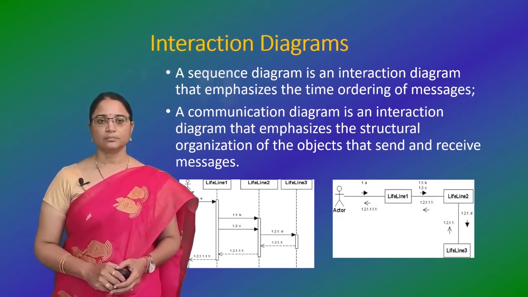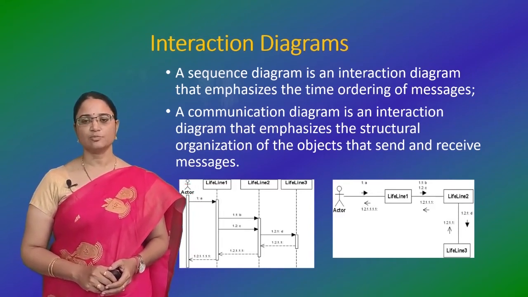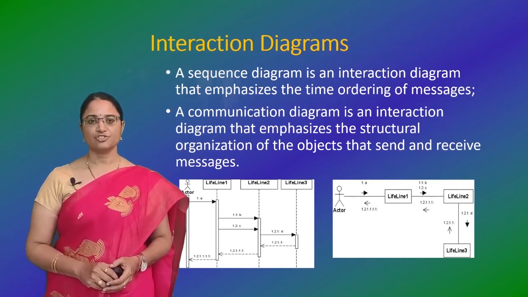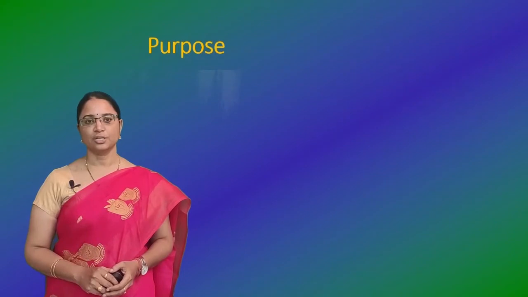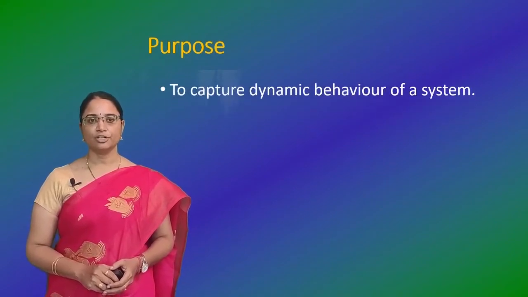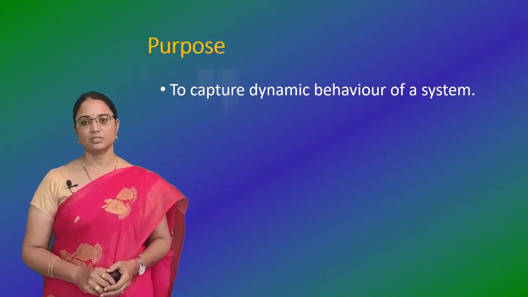Interaction diagrams are not only important for modeling the dynamic aspects of the system, but also for constructing executable systems through forward and reverse engineering. The main purpose of interaction diagrams is to capture the dynamic behavior of a system.